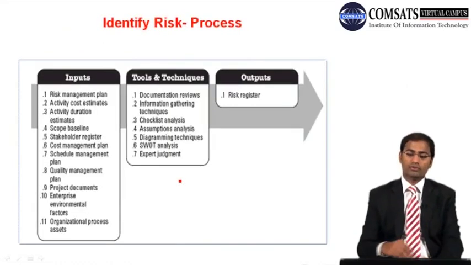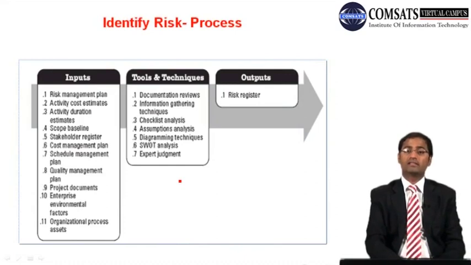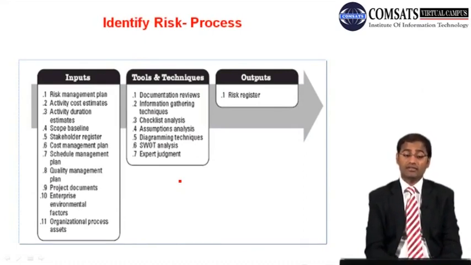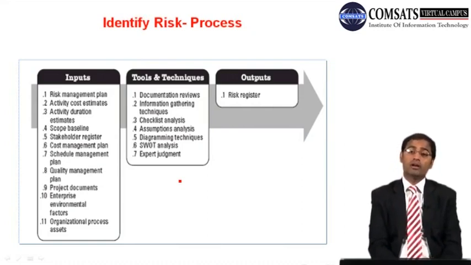Now we will move to a process. What is the identify risks process? We want to have a risk management plan, and from where do we get that risk management plan? Remember, what was the output of plan risk management?